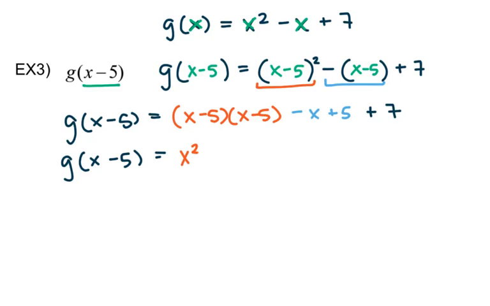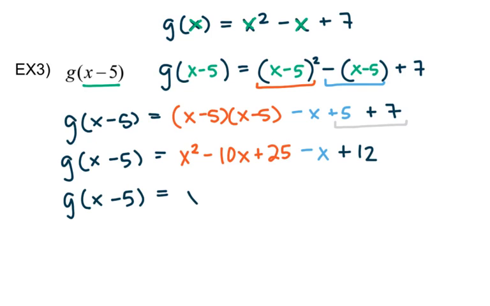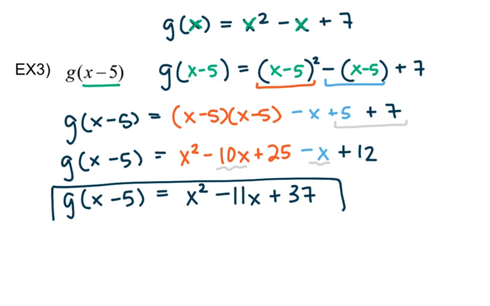So g of x minus 5 equals x squared minus 10x plus 25 when I FOIL. I still have that minus x, and I can add the 5 and the 7. That will give me a plus 12. Combining like terms, I have x squared minus 10x minus x. That's minus 11x. And then we have plus 37. And that's our final answer for evaluating this function.